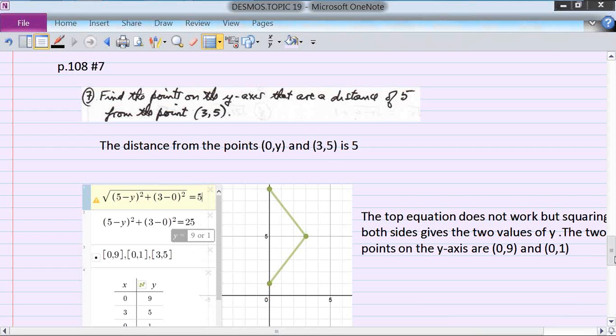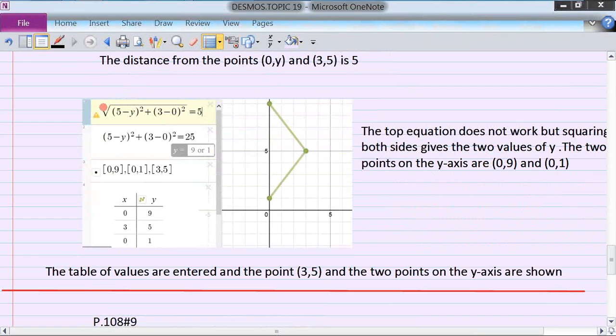So when I do that, I won't work this out, but I square the left side. This is just an insertion point, so don't worry about it. I square this side, I get that, and I square this side, I get that. Now I get that y can be 9 or 1. So I put the points in: 3, 5, which is this point right here. I also put in 0, 9 and 0, 1. So here's 0, 1, and here's 0, 9.